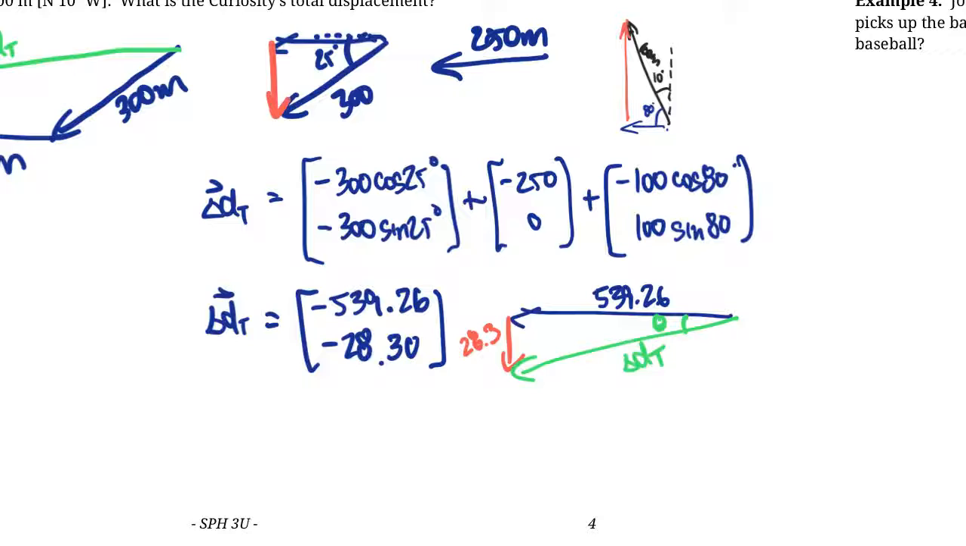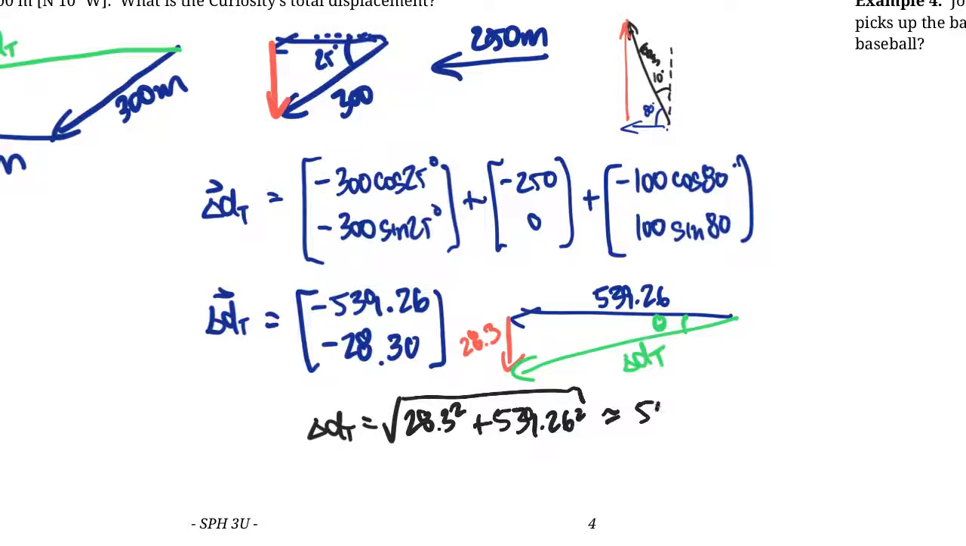Well, we know how to do that. We've done that a million times. You can find the length of delta d by using the Pythagorean theorem: the square root of 28.3 squared plus 539.26 squared, which is 540.00. Wow, it came out to almost an exact whole number, 540 meters.